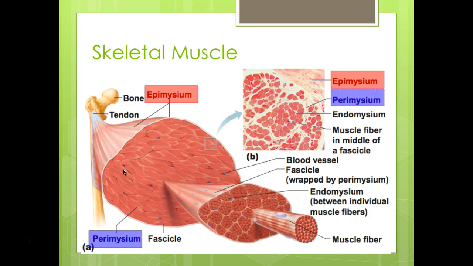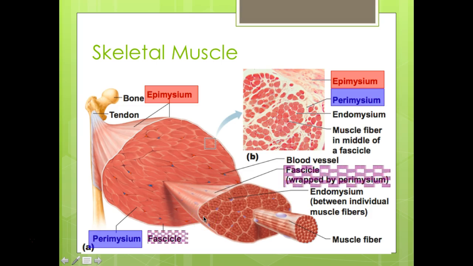Now, we can go into smaller bundles, which we'll learn about in a moment. These are called fascicles, and you see them right around here. So we have a bunch of fascicles that are going to make up the entire muscle. And surrounding each fascicle is a perimysium. The perimysium is a fibrous connective tissue, and like I said, it groups these muscle fascicles.